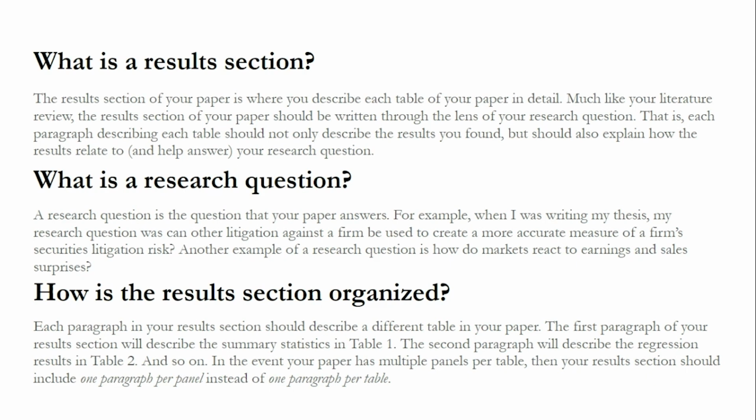So, how is the results section organized? Each paragraph in your results section should describe a different table in your paper. The first paragraph of your results section will describe the summary statistics in Table 1. The second paragraph will describe the regression results in Table 2, and so on. In the event your paper has multiple panels per table, then your results section should include one paragraph per panel instead of one paragraph per table.